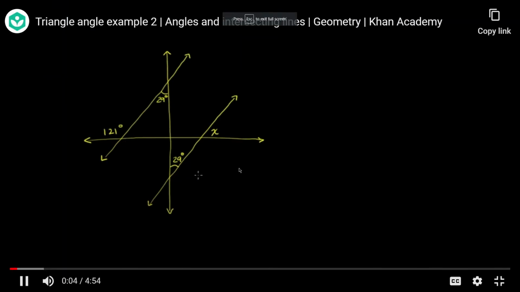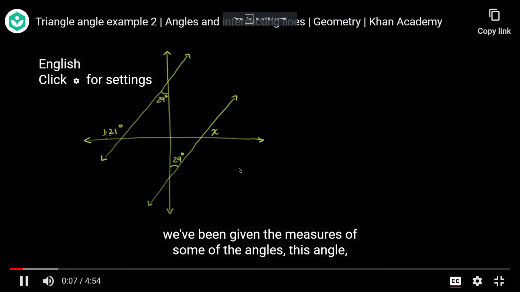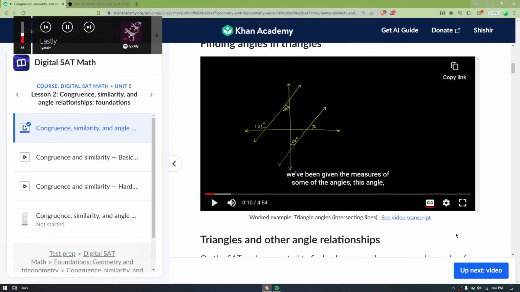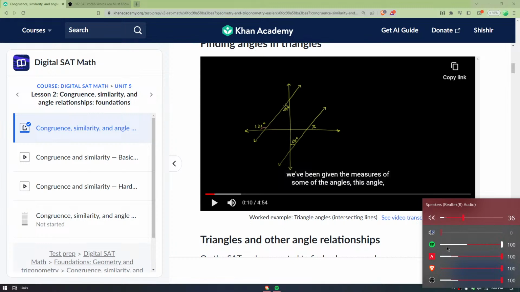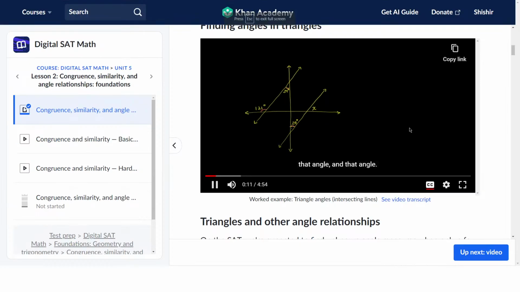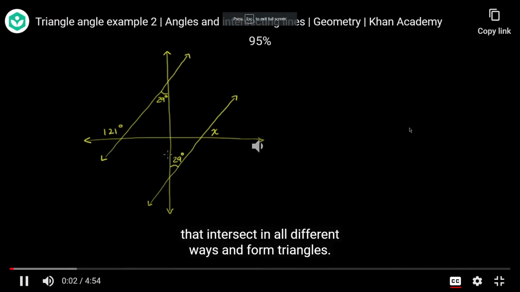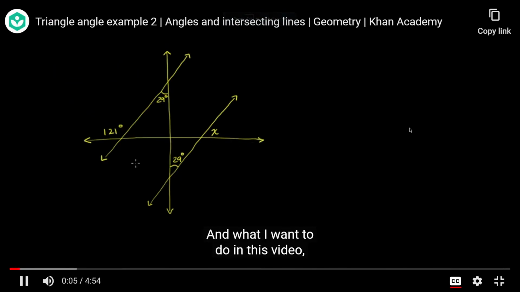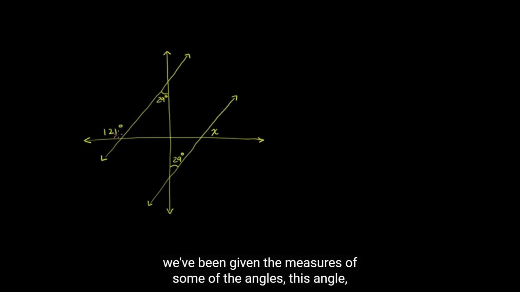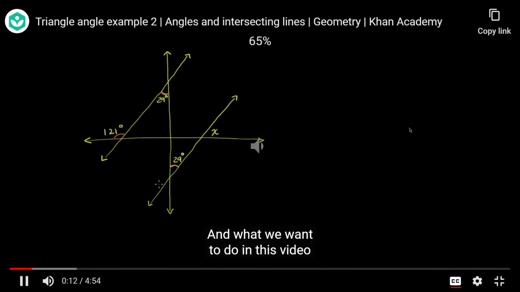Intersect in all different ways and form triangles. And what I want to do in this video, we've been given the measures of some of the angles: this angle, that angle, and that angle. We're given a bunch of lines here that intersect in all different ways and form triangles. What we want to do in this video is figure out what the measure of this angle is. We're going to call that measure x.